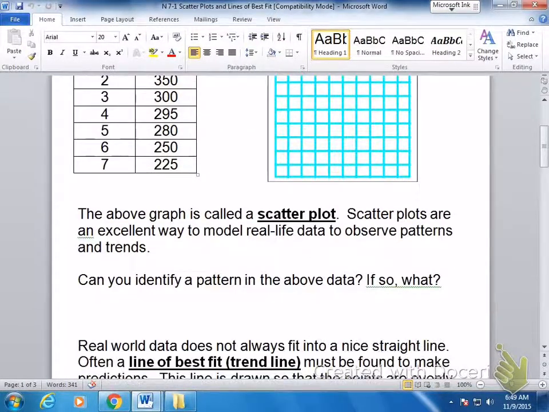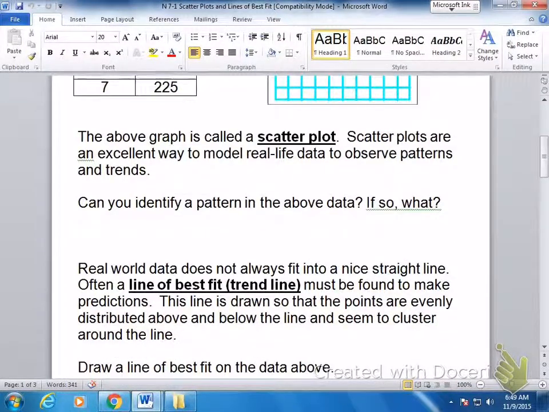This is a scatter plot. Scatter plots are an excellent way to model real-life data to observe patterns and trends. In real life, guys, everything is not perfect like some of the problems we see in here. Sometimes it just kind of moves around a little bit. So what we're going to do here is try to see if we can identify any sort of pattern in that above data. And it says, if so, what?